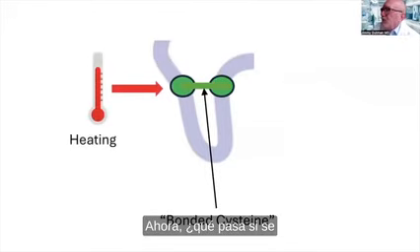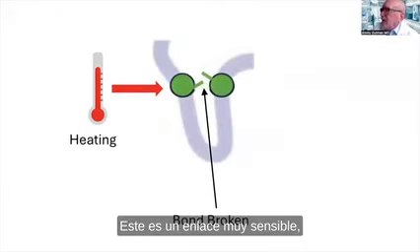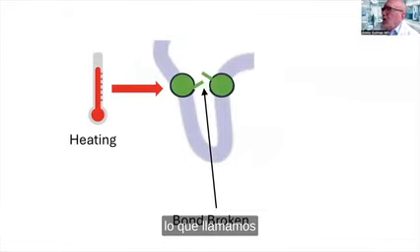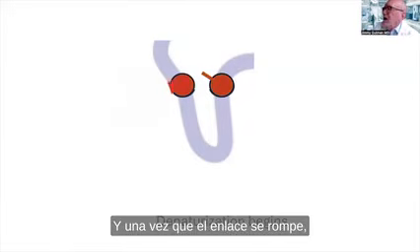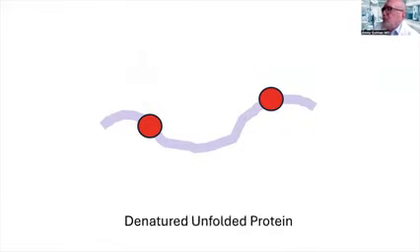Now, what happens if we heat this protein up? Do you remember? Yes, this is a very sensitive bond, what we call a thermolabile bond. It's easily broken by the presence of heat. And once the bond is broken, the process of denaturization begins, and you end up with an unfolded protein which has lost its shape, and therefore it's lost its biological activity to raise glutathione.